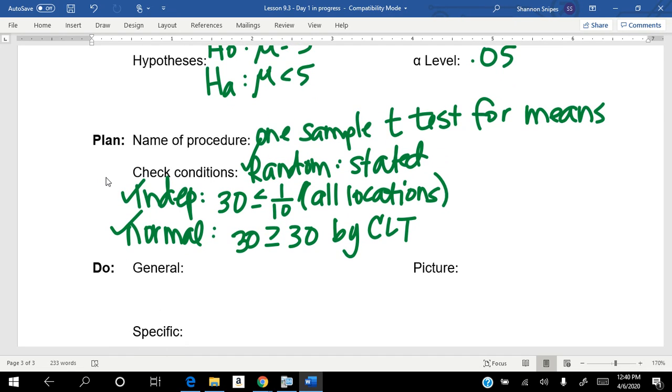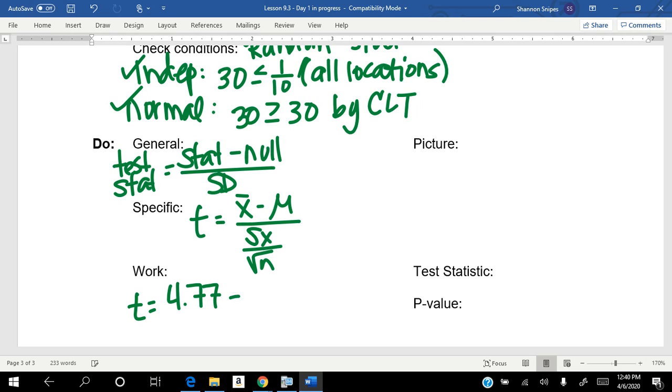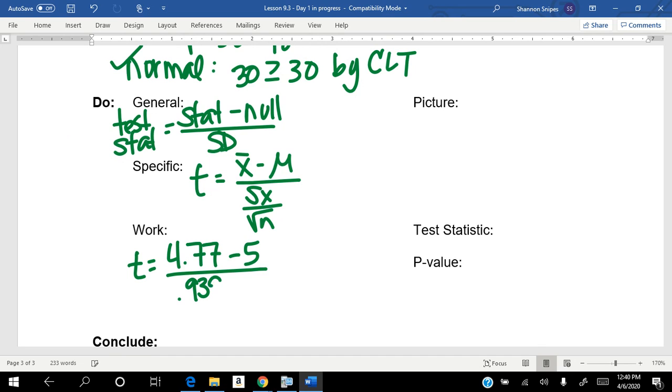All right, your general test statistic is in your formula sheet. That's the one where you're going to use words. So your test statistic is equal to your statistic minus your null divided by the standard deviation of your statistic. More specifically, that's going to look like t, remember means is t, x bar minus mu divided by the standard deviation of your sample divided by the square root of n. So t is equal to 4.77 minus 5. Remember that comes from your null hypothesis. And then your standard deviation was 0.939 divided by the square root of your sample size, which is 30. So your test statistic is negative 1.33. So t equals negative 1.33.